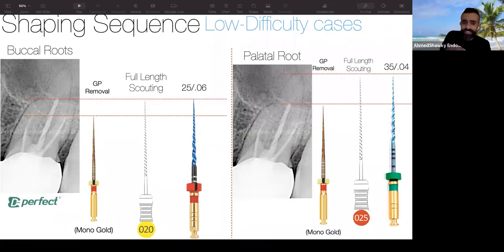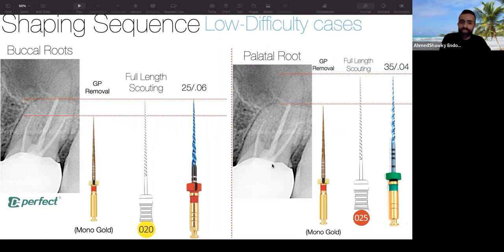For low difficulty cases, this is an example about retreatment. We disassemble the crown, the intracanal material using the monogold, and we will have a different session on this amazing file. Then we perform scouting. Why I didn't perform pre-flaring? Come on, guys. I removed the gutta percha with 2506. The canal is already pre-flared from the previous treatment. I just rehabilitated the root canal.